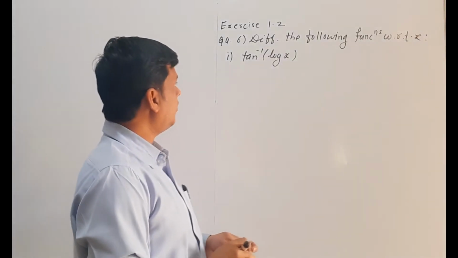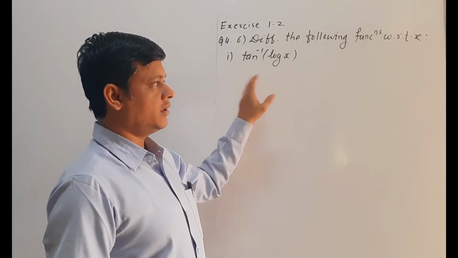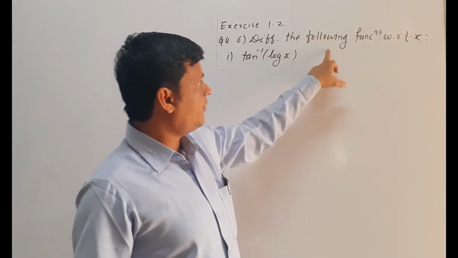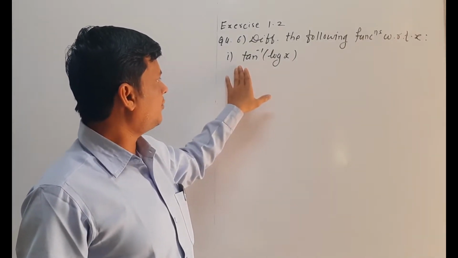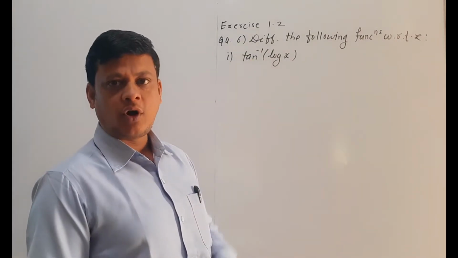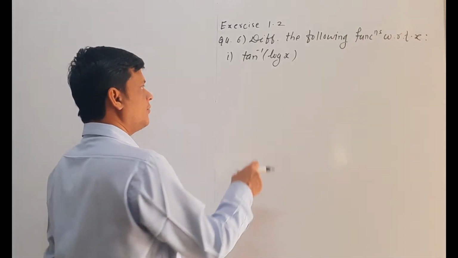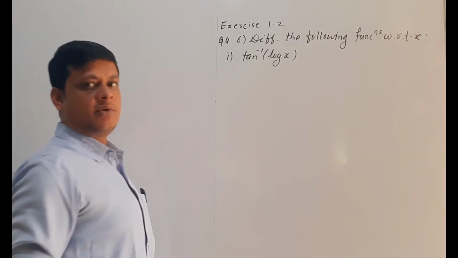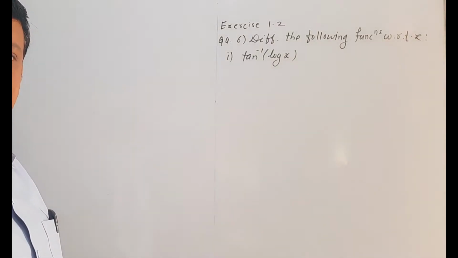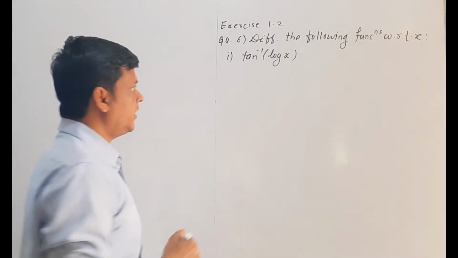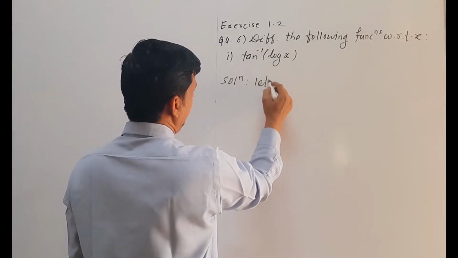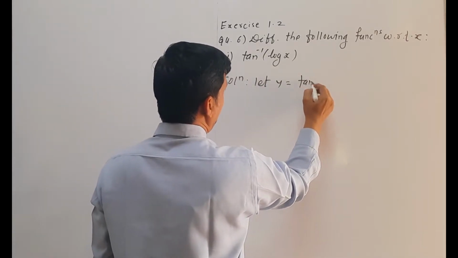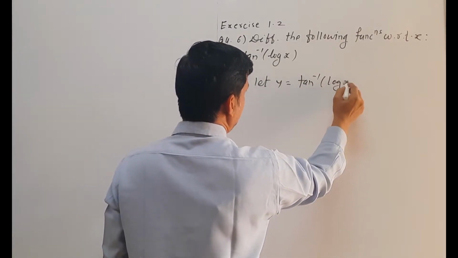Now see main question second, sub question 1. The question is: differentiate the following functions with respect to x. So here the first sub question is tan inverse of log x. That means we have to find the derivative of this tan inverse of log x. So we denote the given function as y in the solution. So write, let y equal tan inverse of log x.